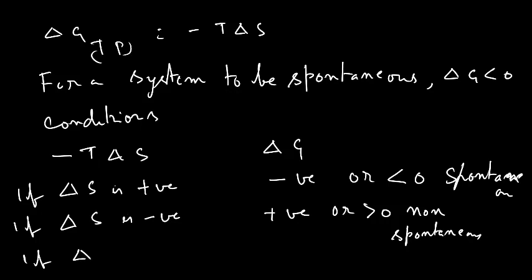If delta S is 0, then this complete value becomes 0. Therefore, delta G is 0. Therefore, the system is in equilibrium.